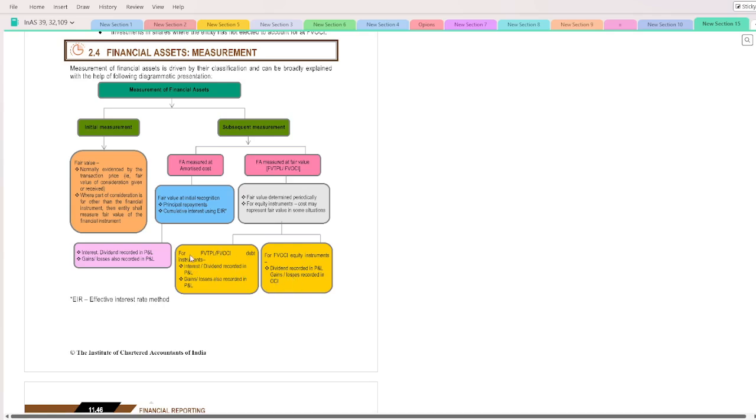So for the debt instrument, the interest and the dividend are recorded in the P&L, and the gain and the loss is also recorded in the P&L, same as for the amortized cost. But for the FVOCI equity instruments, whatever gains and losses there are, that is the key difference. The gains and losses you need to record in the OCI, because this OCI is not recyclable. So all these are the repetitive things.